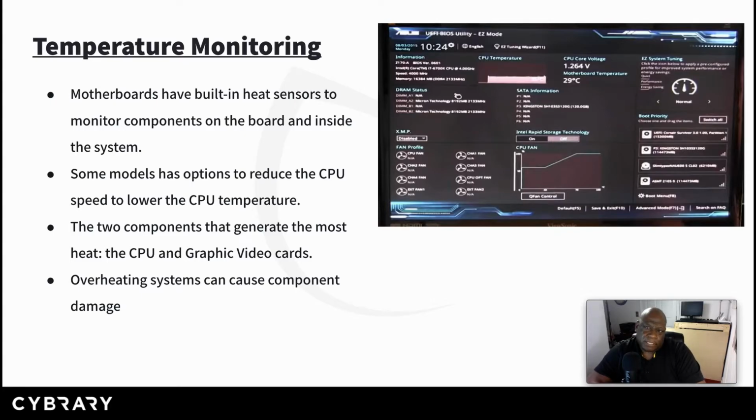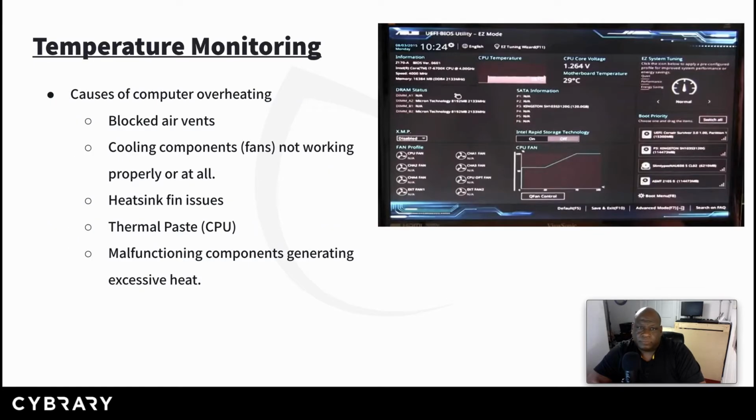Now, the two components that generate the most heat would be the CPU and the graphic video cards. In heavy gaming systems or heavy use or design systems, these two components work the heaviest. They carry the heavy load, so therefore they generate the most heat. Again, overheating systems can cause component damage, so it is imperative that you regulate your heat, watch your heat, monitor your heat, and make changes as soon as possible so you don't damage the components in your system.